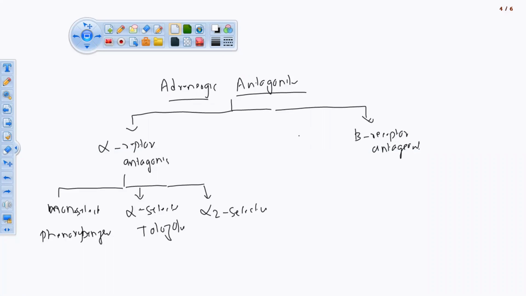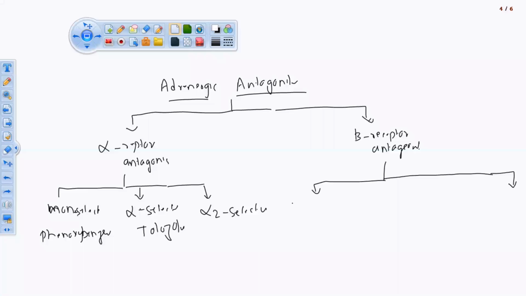Adrenergic antagonists are classified into two types: alpha receptor antagonist and beta receptor antagonist. Alpha receptor antagonist is further subclassified into three types: non selective, alpha 1 selective, alpha 2 selective.